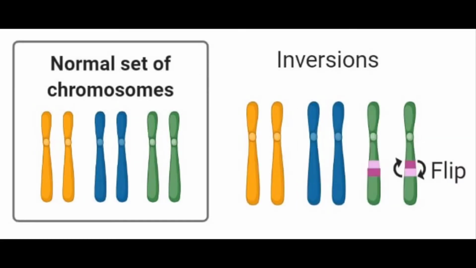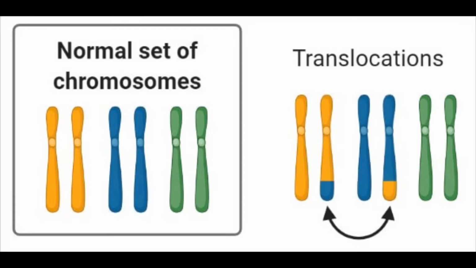In an inversion, a chromosomal segment breaks off, flips around backward, and reattaches. In a translocation, a piece of one chromosome breaks off and reattaches to a non-homologous chromosome.